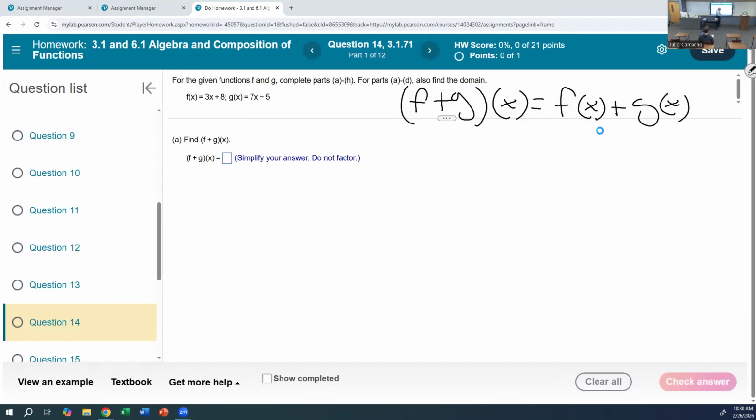What time is it? 10:30. What time did class end? 10:45. So we don't have a lot of time. I will do this one, and I want to go to the other equations.